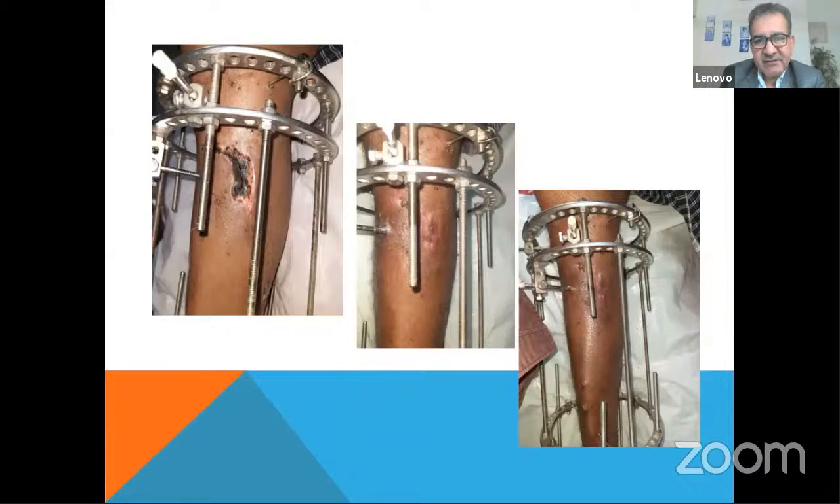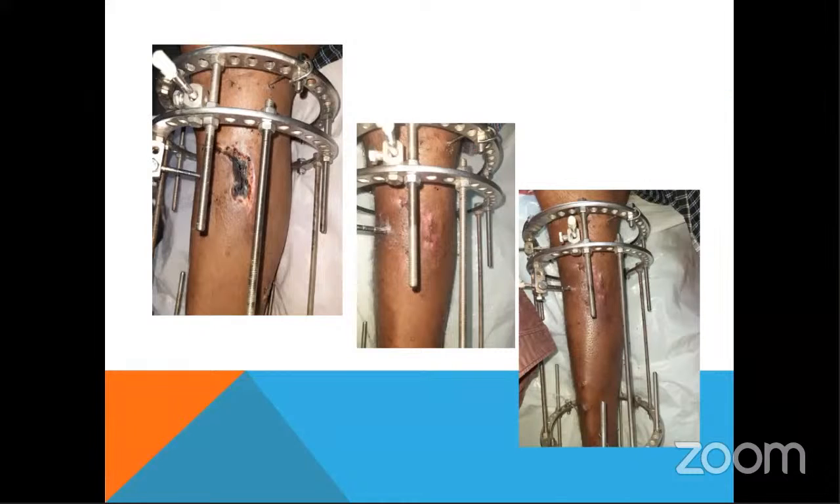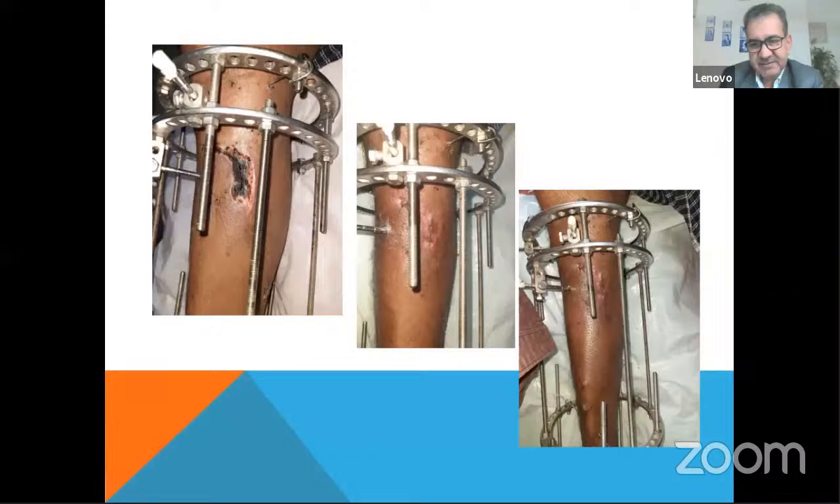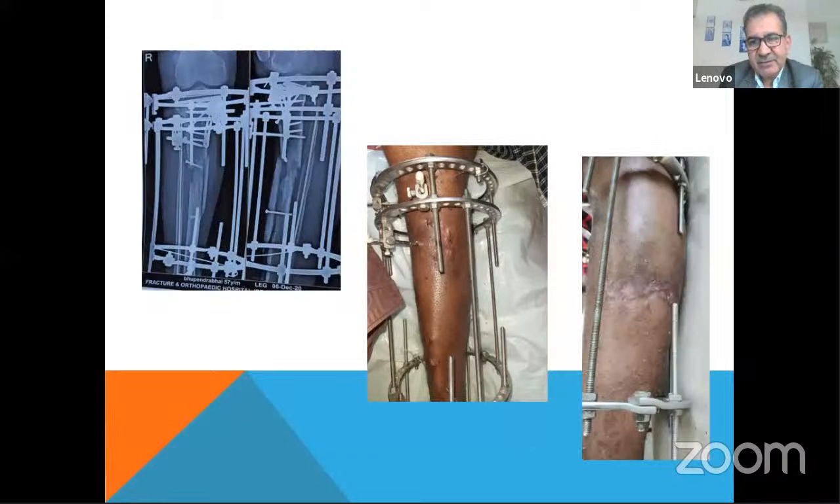And you can see after 2 months, that swab of skin. So don't remove that skin, you put it, it will granulate, and see how the wound has healed. So this is the healing of the wound. And you can see the posterior wound also has healed, and the patient has started walking.